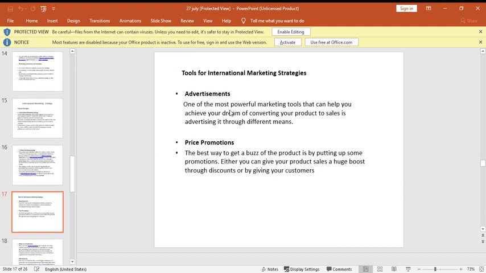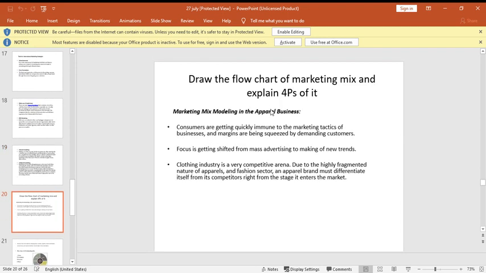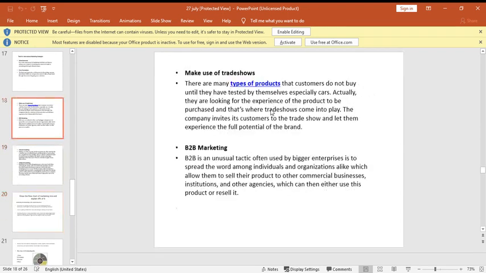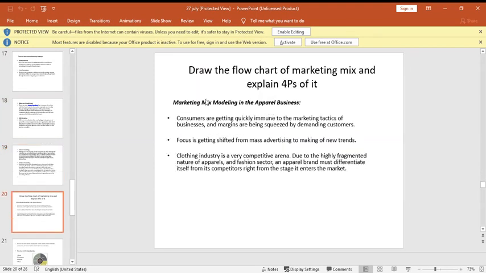Then the tools used in international marketing strategies are advertisement, promotions, making use of trade shows, B2B marketing, and inbound marketing and outbound marketing. Then the flowchart of marketing mix and four Ps. What is actually the marketing mix? The marketing mix is a mix of price, promotion, product, and place. These are the marketing mix we need to get.